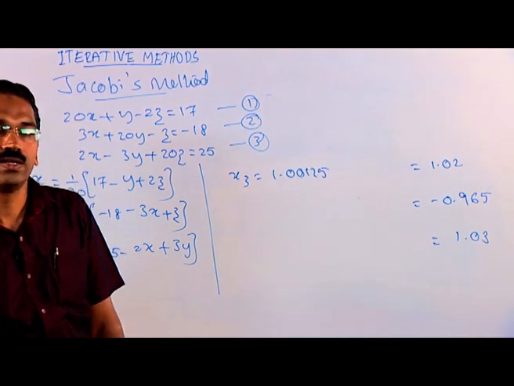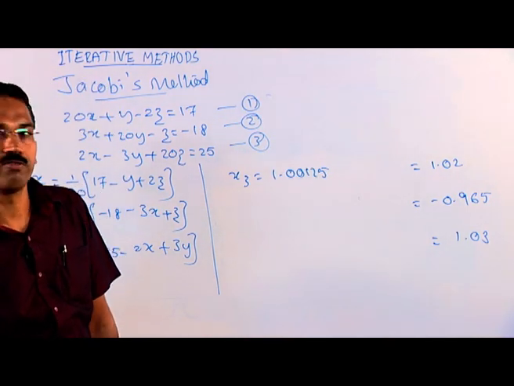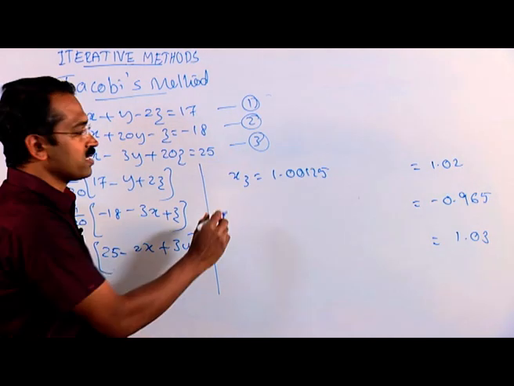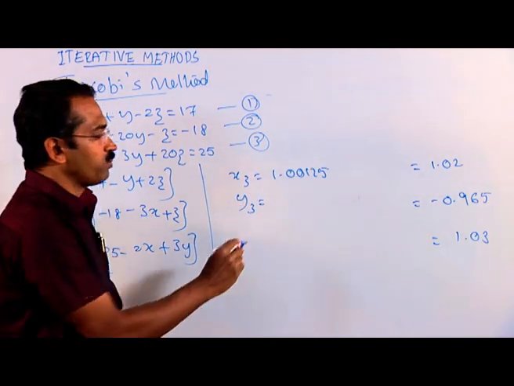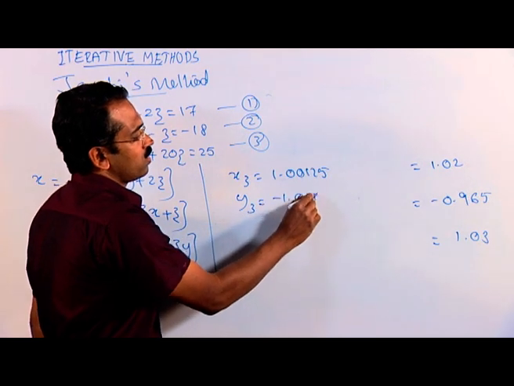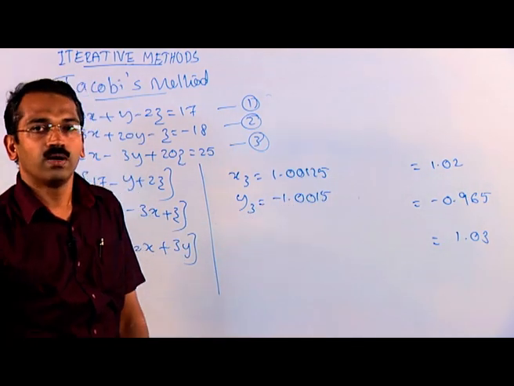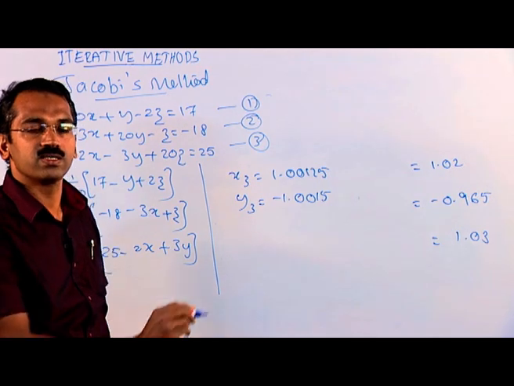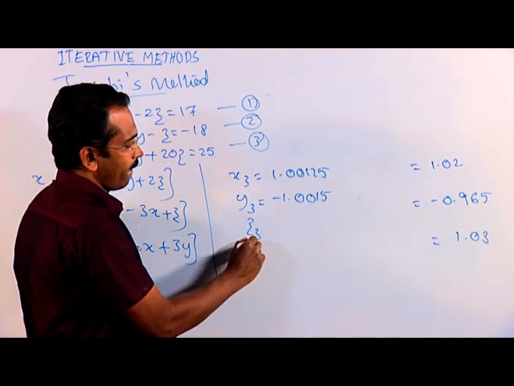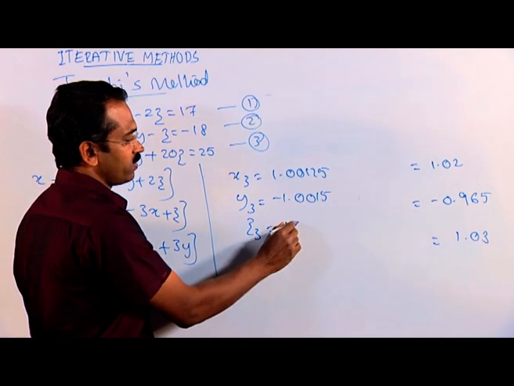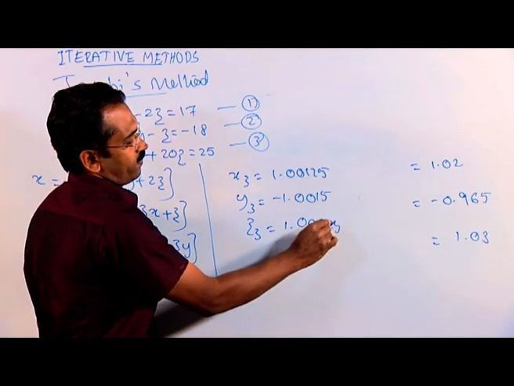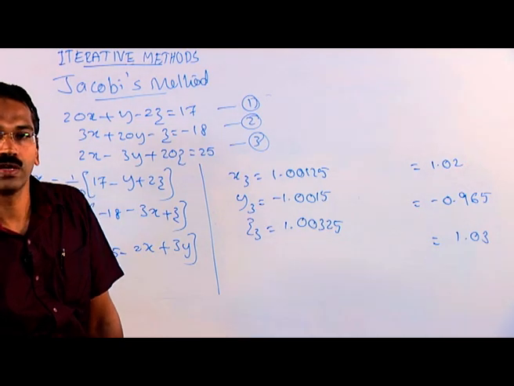This is the third approximate value of x3. y3 is equal to negative 1.0015 and z3 is equal to 1.00325. These are the third approximate values.